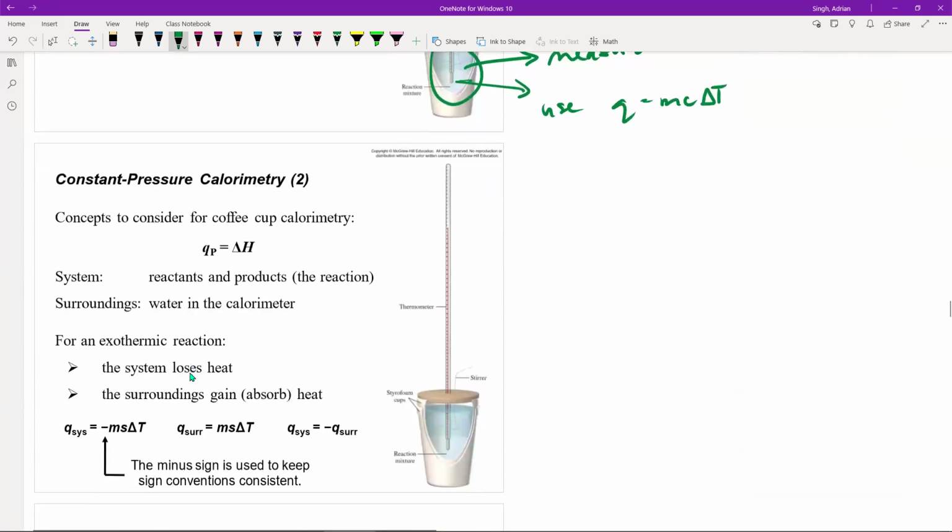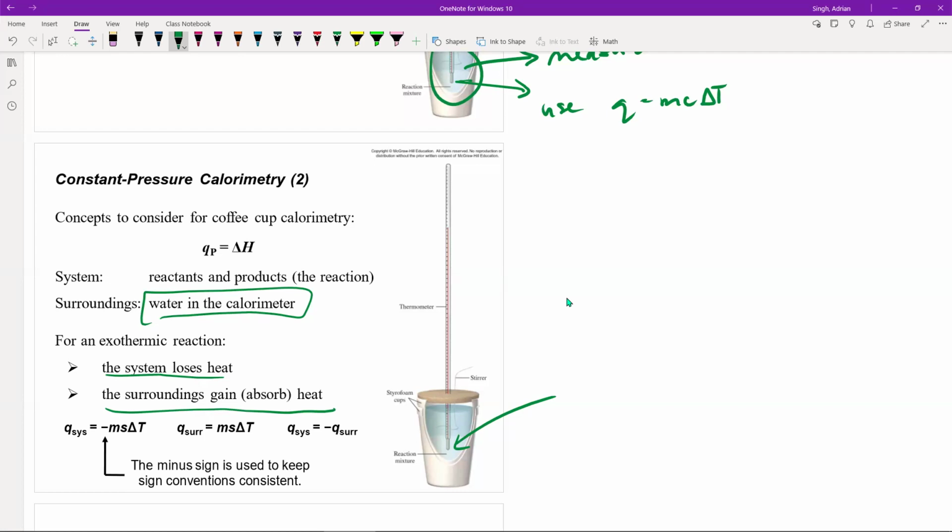So a couple of things to consider when we do use the coffee cup calorimeter. The system is going to be the reactants and products, which is going to be happening in the reaction inside here. And then the surroundings will actually be the water in the calorimeter. That will either absorb the heat or provide heat to the system. So for an exothermic reaction, again, the system is going to lose heat to the surroundings. The surroundings then will gain or absorb that heat. And again, there is no overall change in heat energy for the system plus the surroundings. So that then is going to be the change in heat energy for the universe is zero.